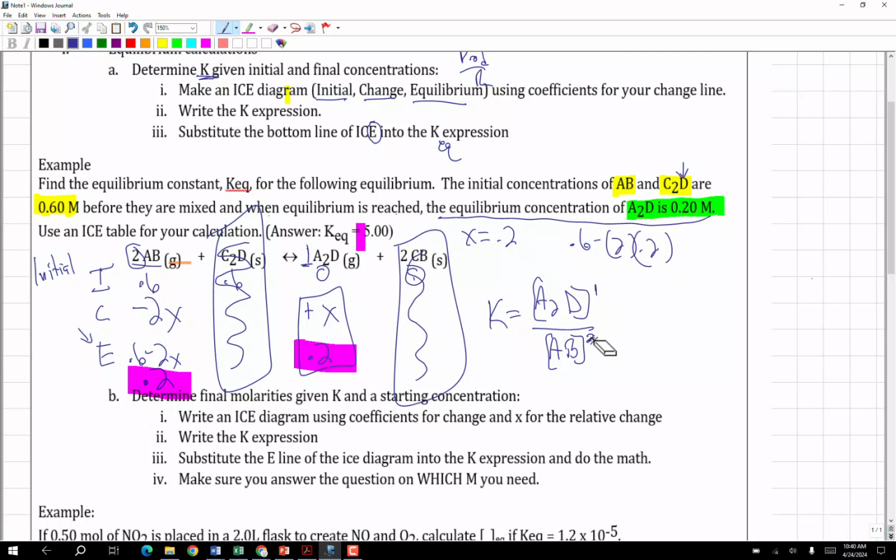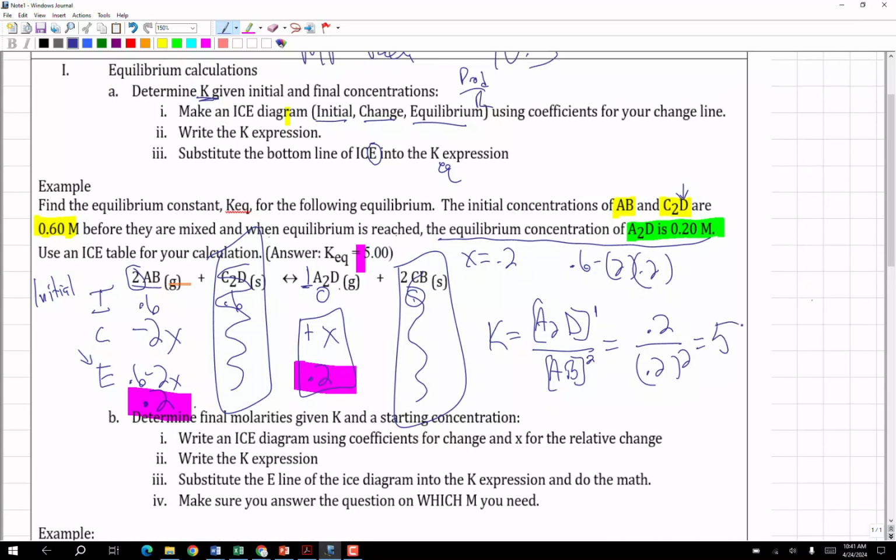Okay. So now I'm going to substitute. AD2 is 0.2 over AB, which is 0.2 squared. Okay. And that's going to be 1 over 0.2. Let me get out my calculator to confirm. So 0.2 divided by 0.2 squared is 5.